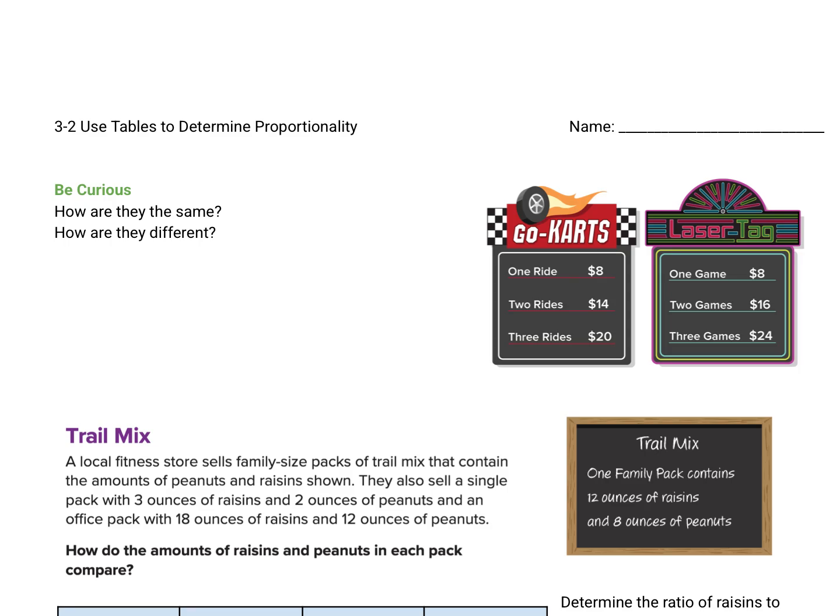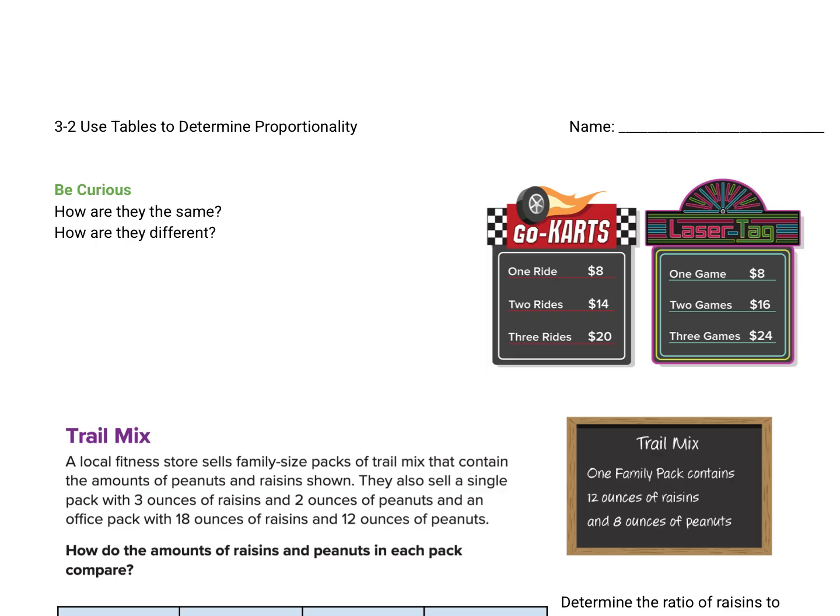All right, students, today we are going to talk about something called proportionality. First, I want you to take a moment and pause the video and do our Be Curious section here. So make a note, maybe just some bullet points of how each of these prices for go-karts and laser tags, how they are similar and how they are different. Go ahead and pause the video, write 1 or 2 bullet points, and then come back and let's see what you got.